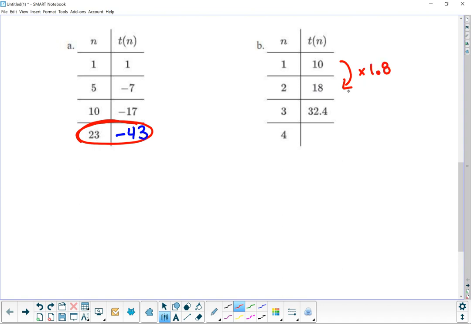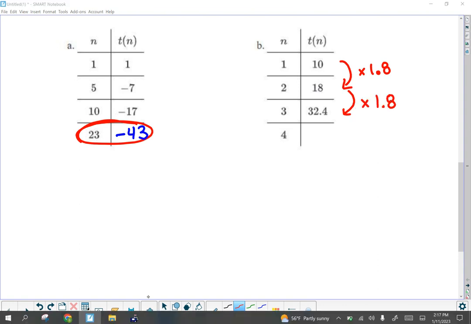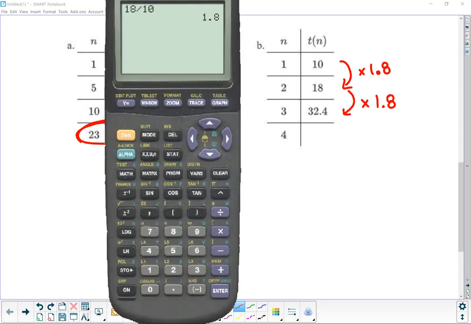Okay, and I'm going to just check that to see if this works. Do I multiply by 1.8? You can check it yourself if you don't believe me. So I'm going to go ahead and do 10 times 1.8, and that gives me 18, which works right here. But now I'm going to start with 18, and I'm going to do 18 times 1.8. And lo and behold, check it out. It's 32.4, so that actually does work.